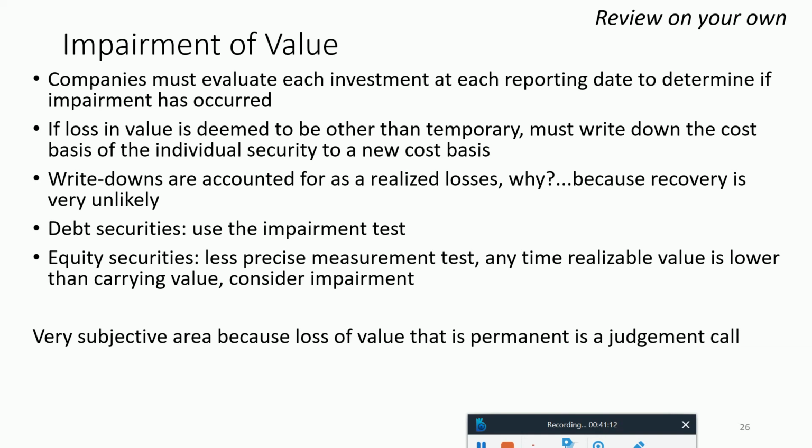So when determining impairments for debt securities, we use the impairment test, which you would have covered last semester in your Accounting 310 class, or whenever you took Intermediate Accounting 1 and covered impairment testing with long-lived assets. And for equity securities, it's a less precise measurement test, but basically any time the realizable value is lower than the carrying value, you need to consider impairment.